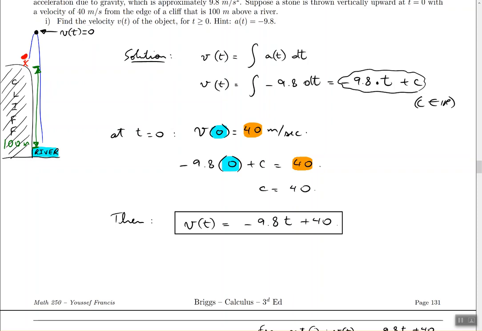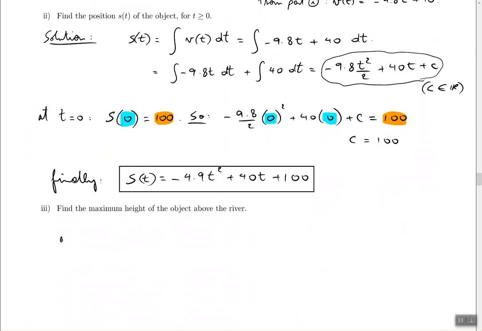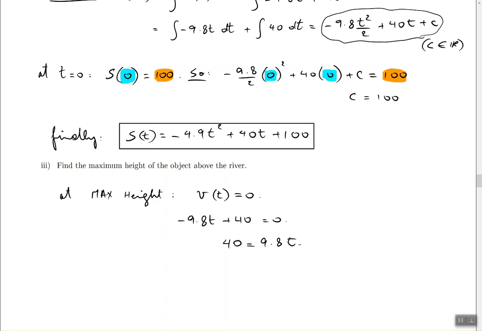So we're going to take the velocity equation, which was negative 9.8t plus 40, and solve it for 0. So at max height, the velocity function will equal 0 because you're not moving anymore. That's when you reach the maximum height. So negative 9.8t plus 40 has to add up to 0. That means 40 is equal to 9.8t, and then divide by 9.8. So t is going to be 40 divided by 9.8.